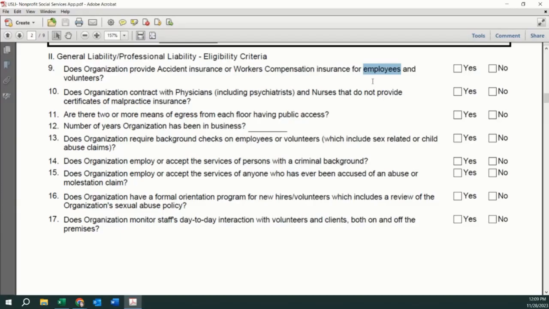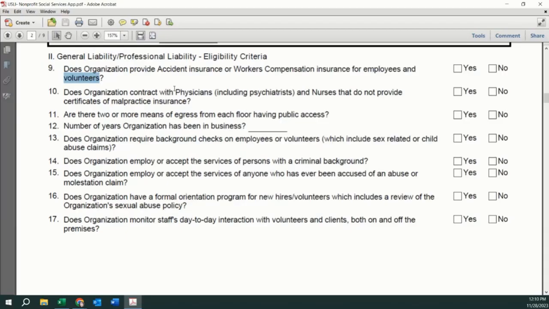Your volunteers, do you have volunteers for your organization? Are you required to have volunteers for your organization? So you might want to read through the entire insurance application, which is 9 pages for this one, and find out, are you required to have volunteers? Because if you are, then you're going to want to consider, do you also need to request accident insurance or workers' compensation?